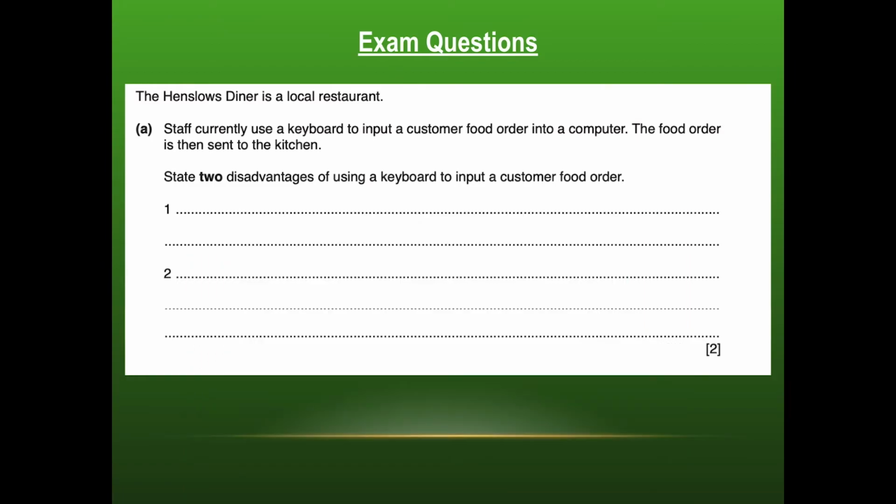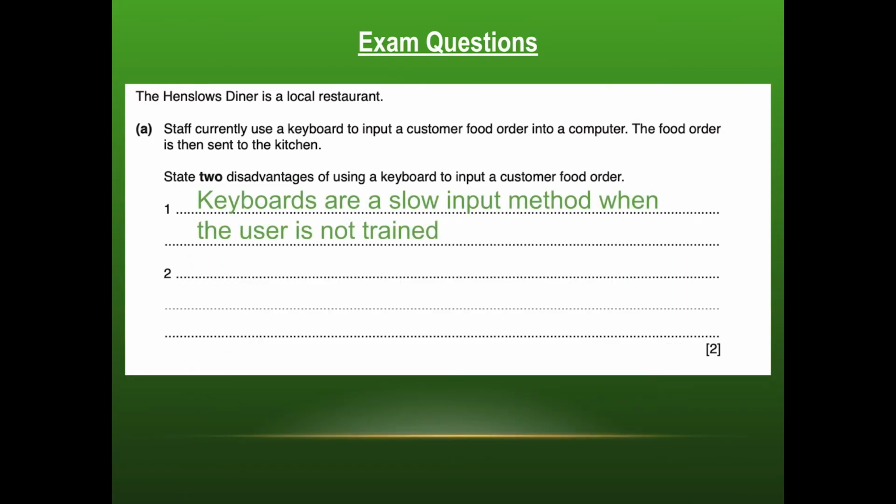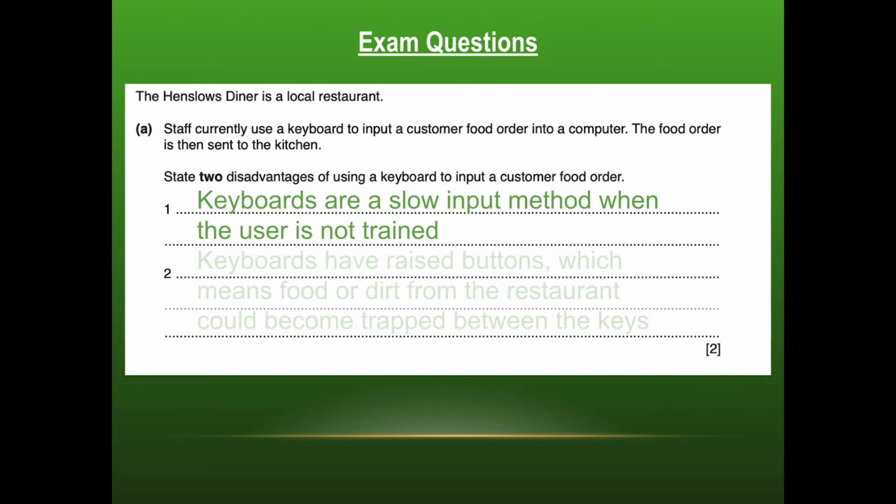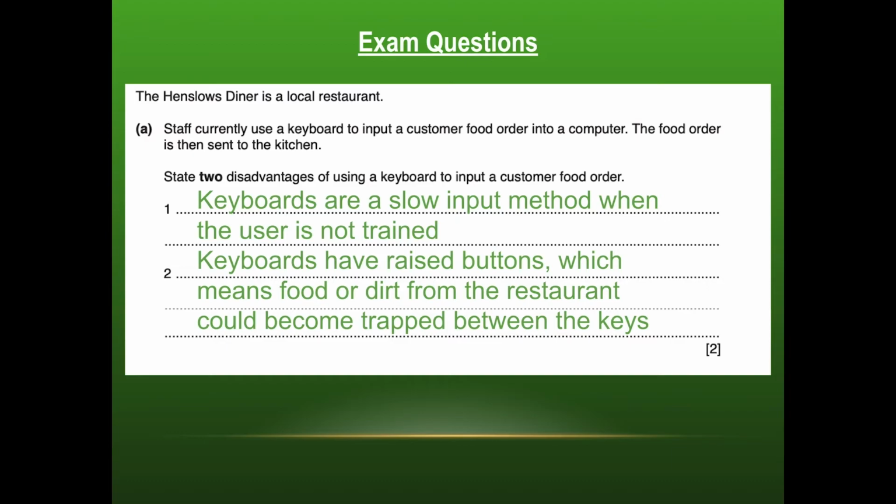So let's look at my answers here. The first one I went with is that keyboards are a slow input method when the user is not trained. So if you're in a fast food restaurant, we know we want to move quickly. So this is a really good answer for this type of question. Now, I didn't go with the repetitive strain answer specifically because you're probably not going to use that many repetitive actions in the environment, and they do a lot of other things like serving and collecting money and things as well.